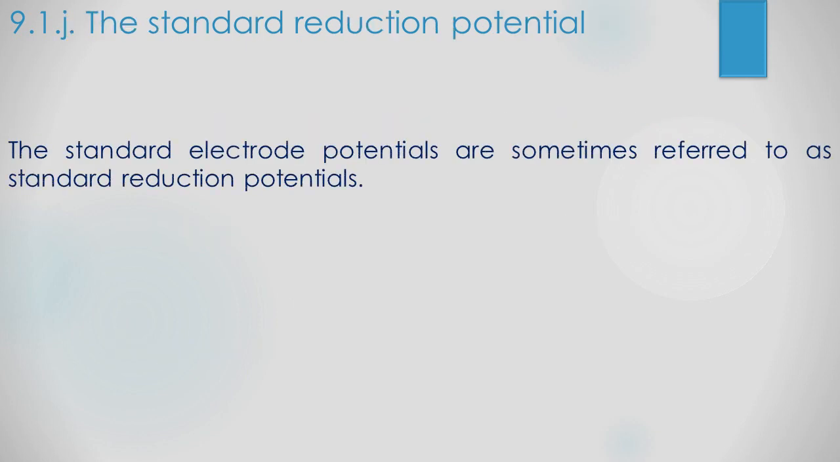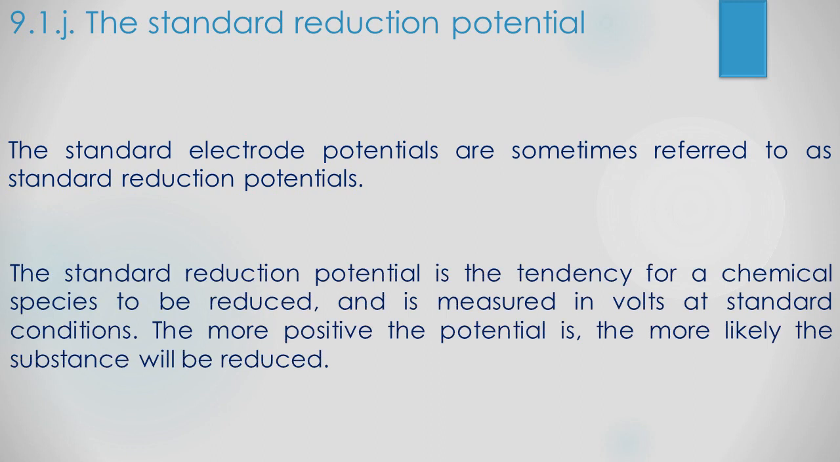Standard electrode potentials are sometimes referred to as standard reduction potentials, which are the tendency for a chemical species to be reduced, and it's measured in volts at standard conditions. The more positive the potential is, the more likely the substance will be reduced. By reduced, we mean gaining electrons. So if the value of the E0 is more negative, this means that the metal is more reactive and has a higher tendency to lose electrons. If the value of the E0 is more positive, this means the metal is unreactive and the metal ion is more reactive and can gain electrons more quickly.